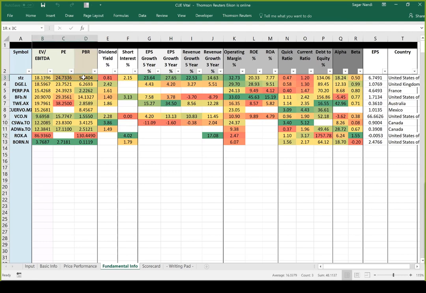Its valuation is medium, yellow, in terms of EV/EBITDA and PE valuation. We don't need to look at PBR for non-financial companies, but in terms of EV/EBITDA and PE, we see that its valuation is medium. So fundamentally, we cannot say it is very weak because growth is very good.